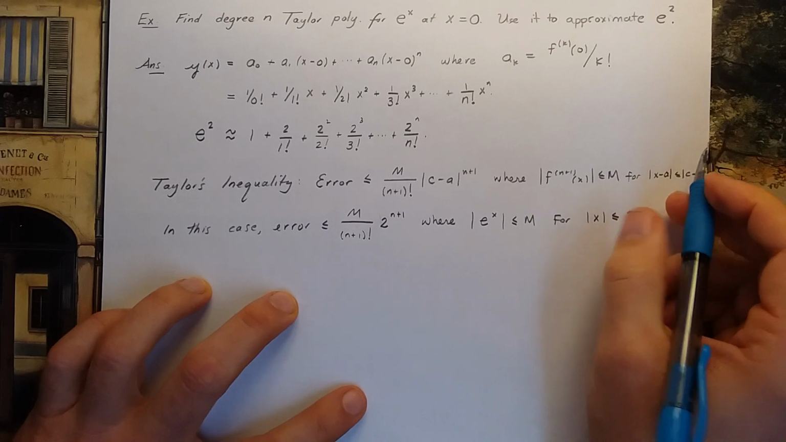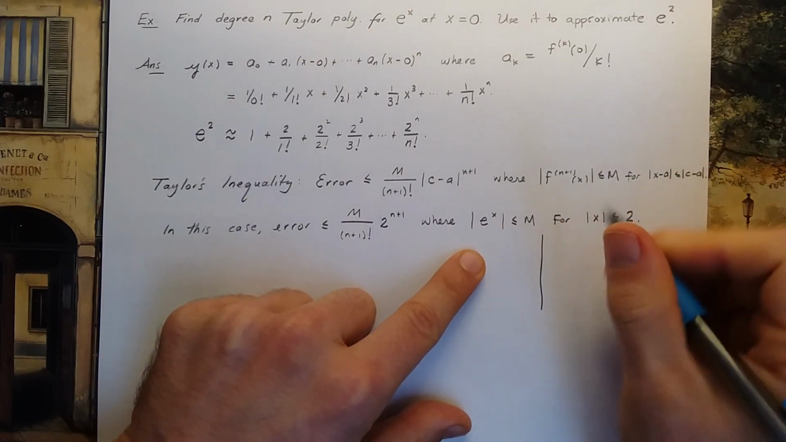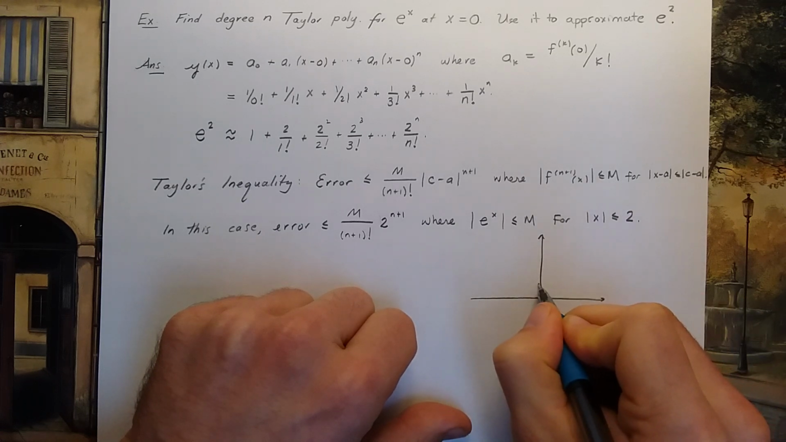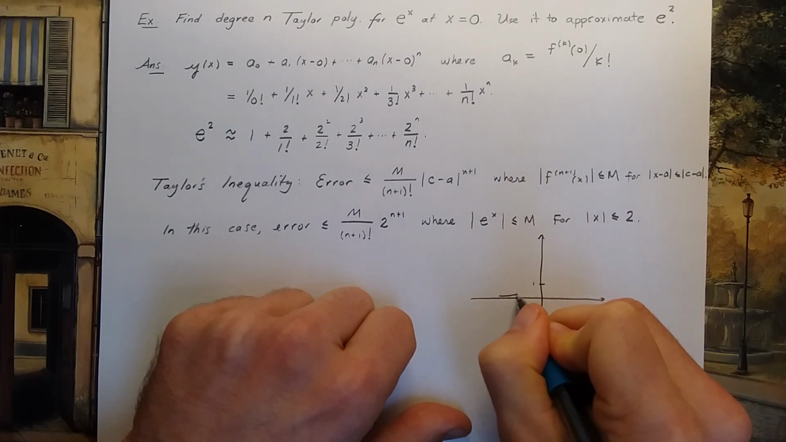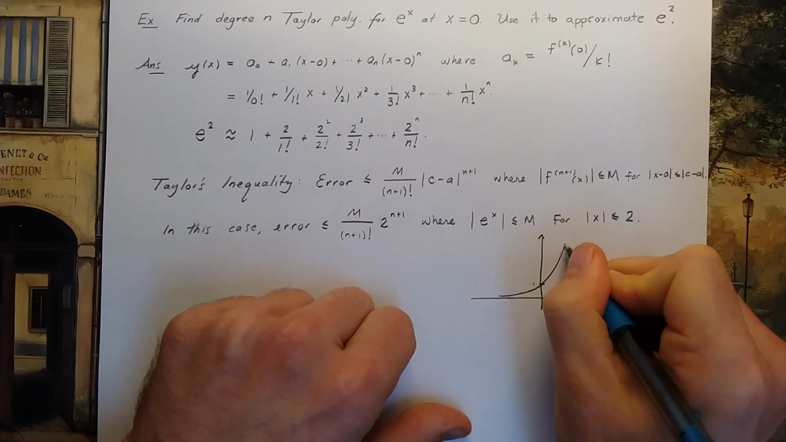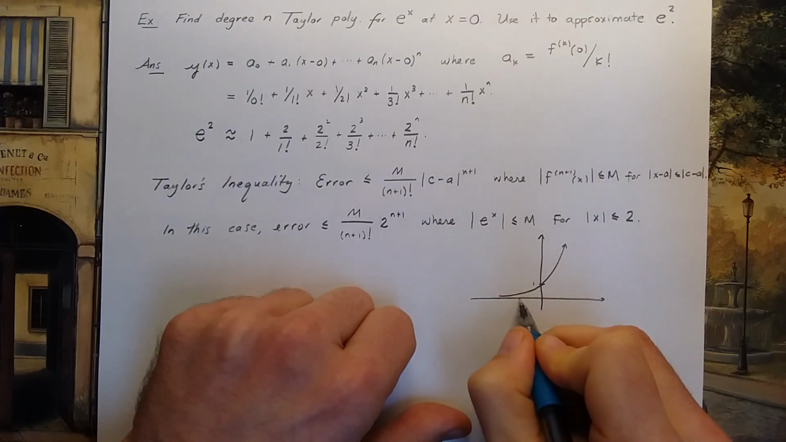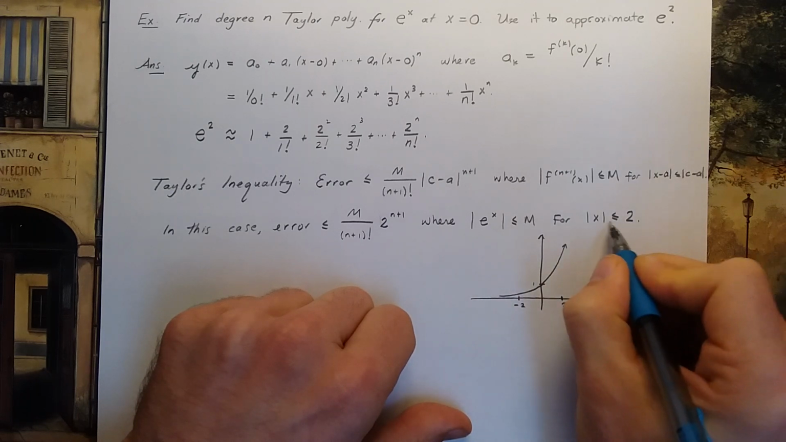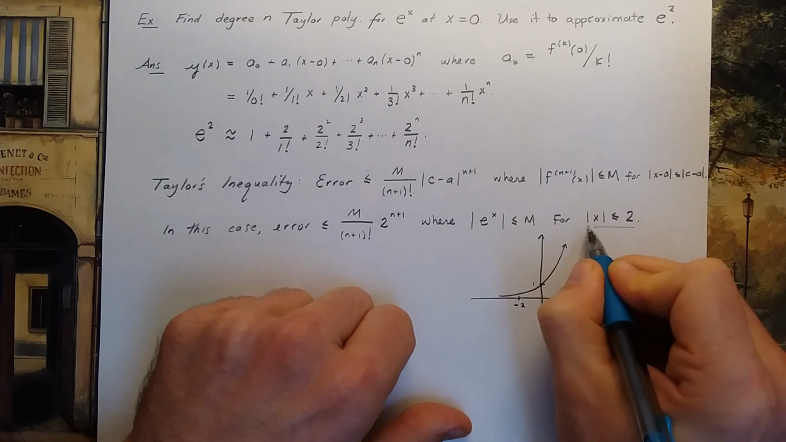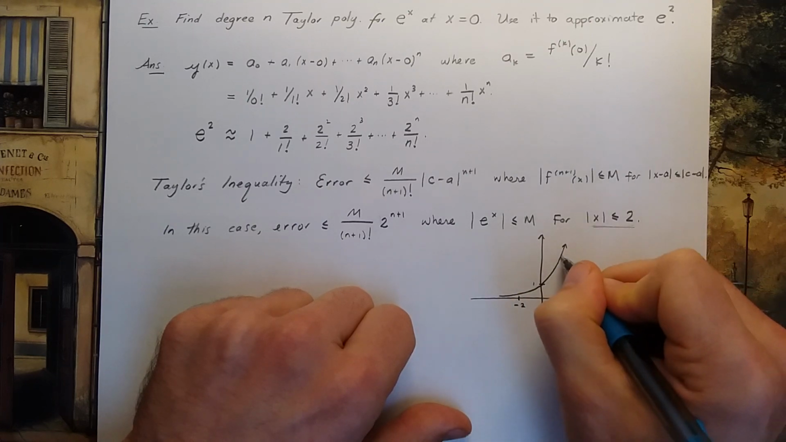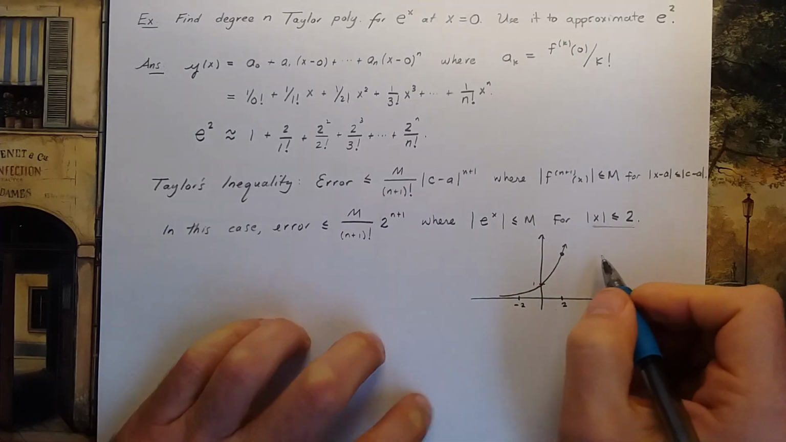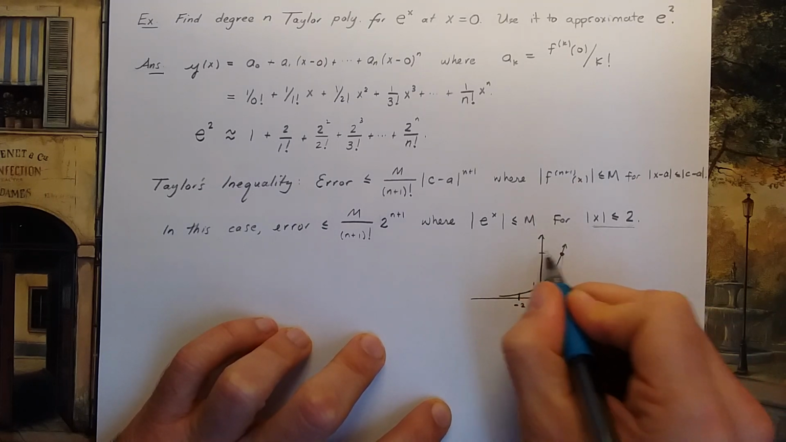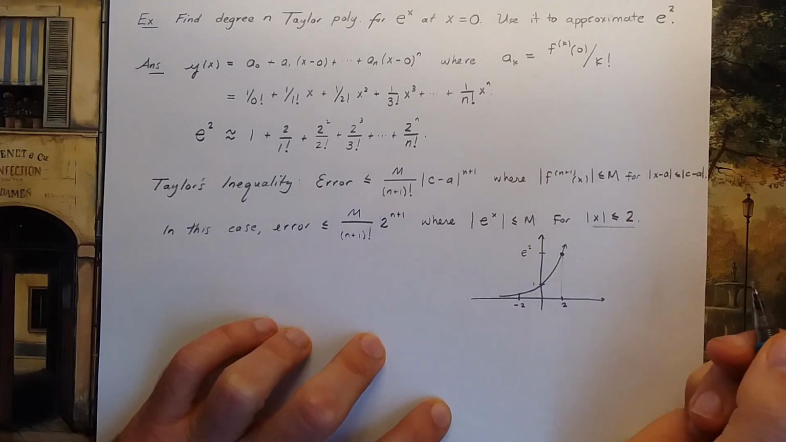If you think about the graph of e to the x, it grows very fast, exponential growth, super fast growth. The graph of e to the x looks like this. So if I'm on the interval from -2 to 2, that's what this condition says here. My values of x have to be in between -2 and 2. The highest that the function can be on this interval is right here, the value e squared.